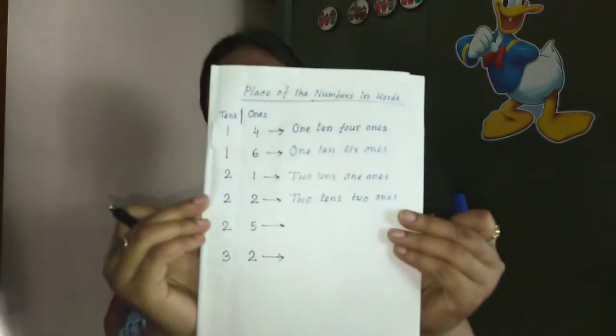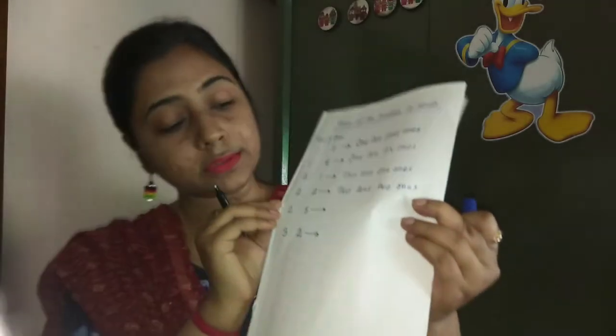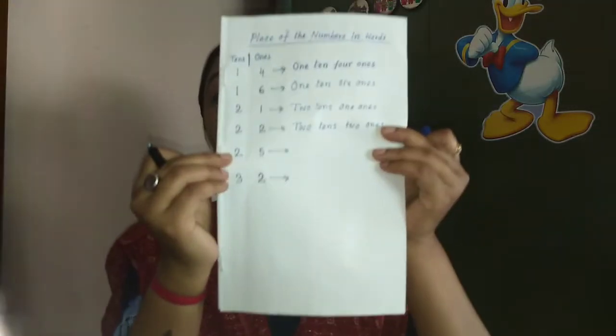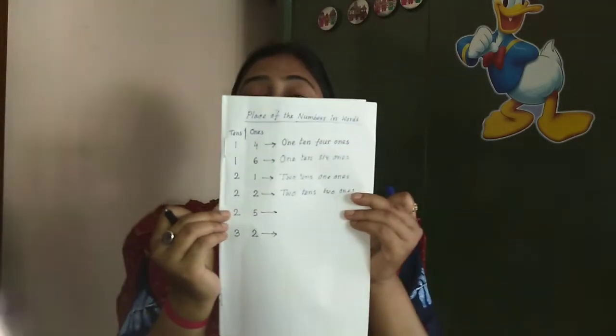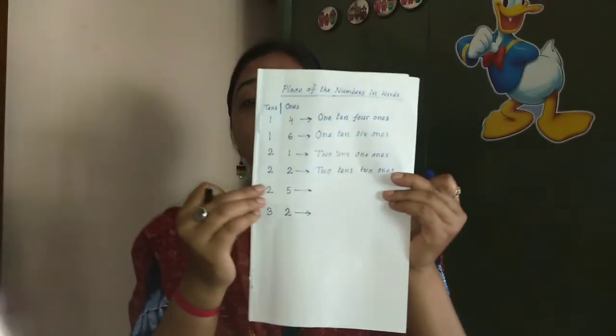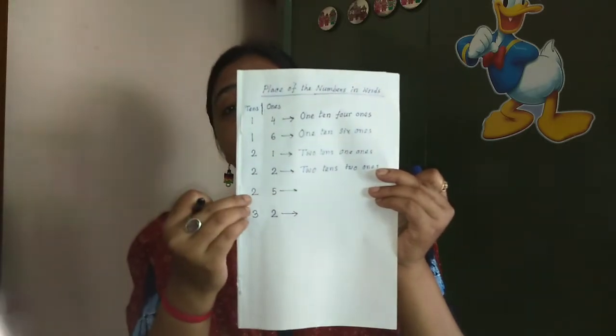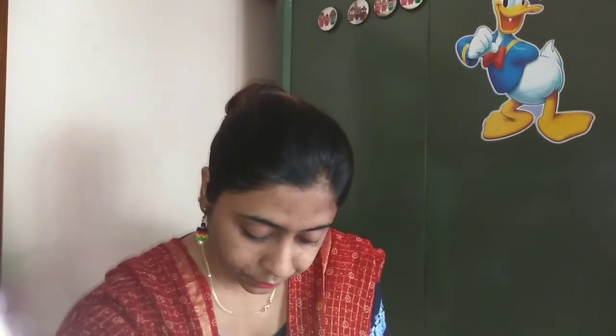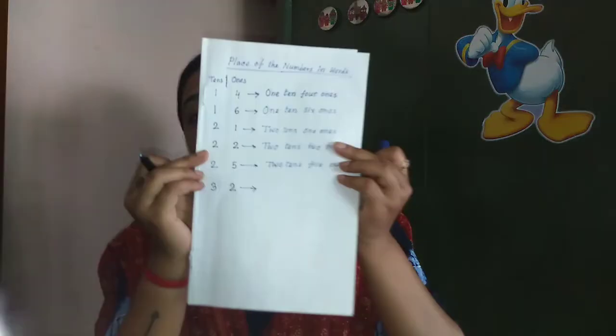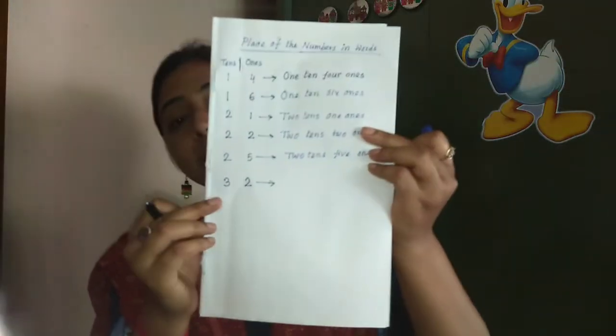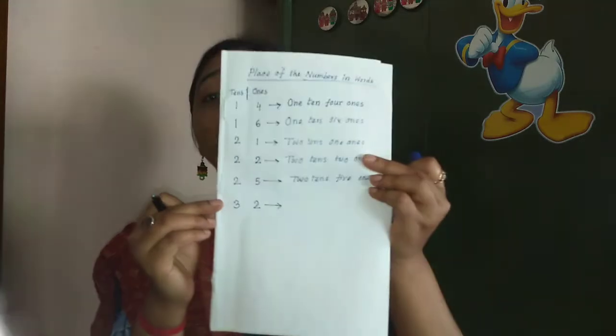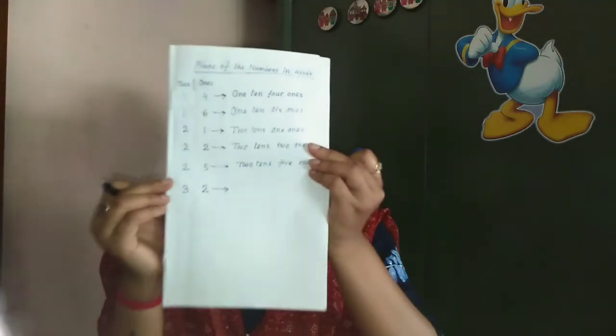Can you see this? 2 tens, 2 ones. The next number is 25. Same way, how will we write it? 2 tens, 5 ones. Look, 2 tens, 5 ones. And the last number here is 32. Okay students, 32. How will we write this 32?